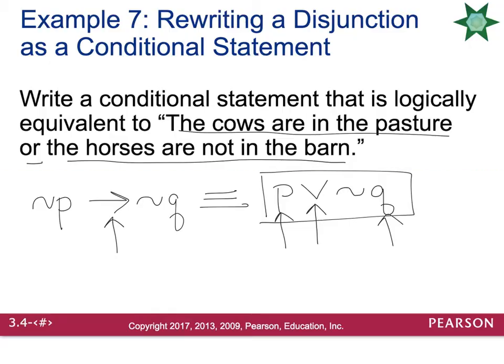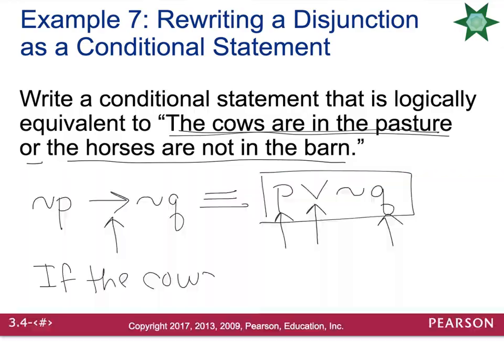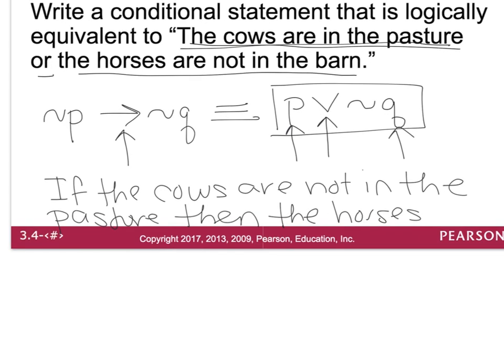Okay, so remember P was the cows are in the pasture. So not P: if the cows are not in the pasture, then, and now you have your not Q, the horses are not in the barn. And you have just changed a disjunction into a conditional statement.